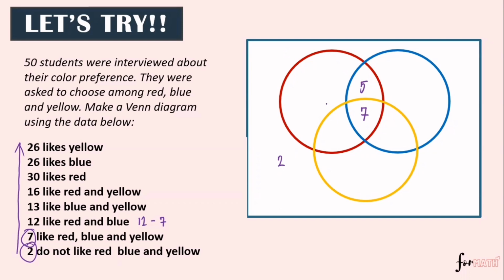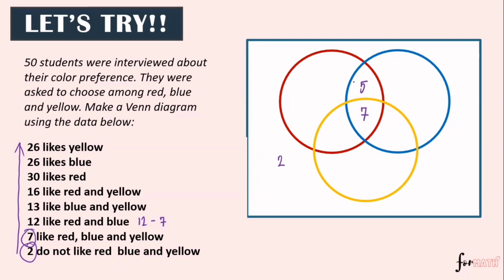Okay? Kapag natanong kayo, ilan yung estudyanteng may gusto ng red and blue only, so ang answer natin ay 5. Okay? Pag may word na only, 5 lang. Okay? Pero kapag red and blue, ibig sabihin, kasama yung 7 students na may gusto ng red, blue, and yellow.